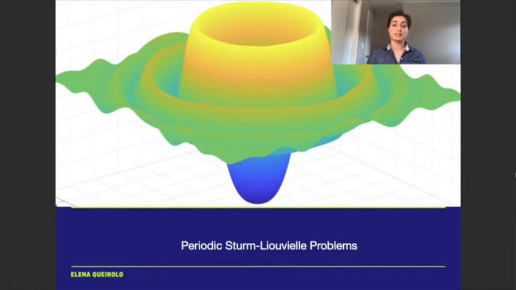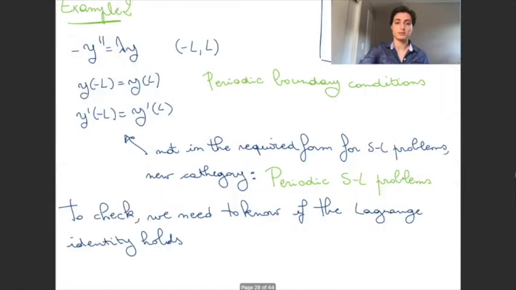Let's look at a new category of Sturm-Liouville problems. There are periodic Sturm-Liouville problems. They might have the same definition of an ODE as before. The only difference is that now the boundary conditions are mixing information at the two endpoints. So let's look at an example.